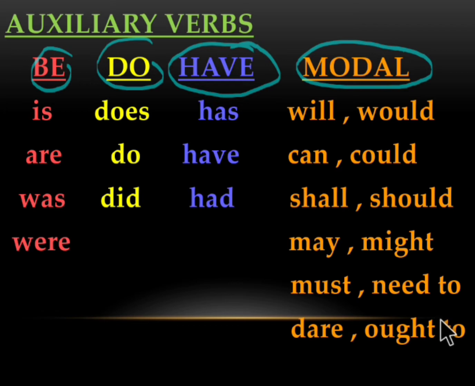So we can frame a question with the help of these auxiliary verbs. We can frame any kind of question, all the three, that is the WH question, the yes or no type of question, or the question tags. The auxiliary verbs play a very major role in framing questions. Now, the be verbs are is, are, was, were. Is and are represent the present tense, was and were represent the past tense. Is and was are singular, are and were are plural.